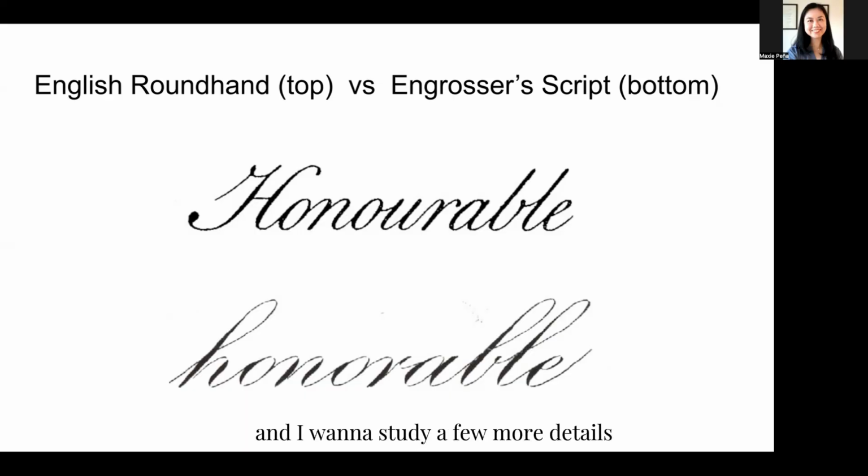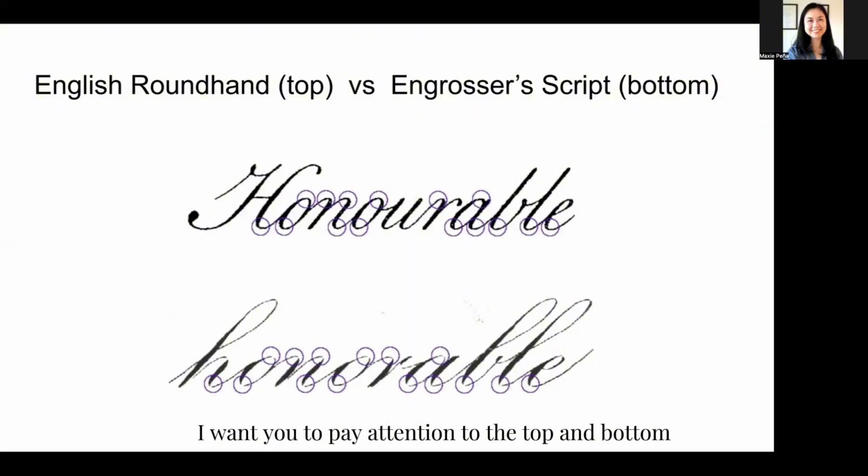And I want to study a few more details to help us discern the differences between these two scripts, between the parent and the child script. I want you to pay attention to the top and bottom turns of this word. For Engrosser script at the bottom, the shades stop at the baseline or just before the baseline. And that's because one, you lift at every turn, and two, you are using a metal nib, a pointed nib, which only produces shades on downstrokes.